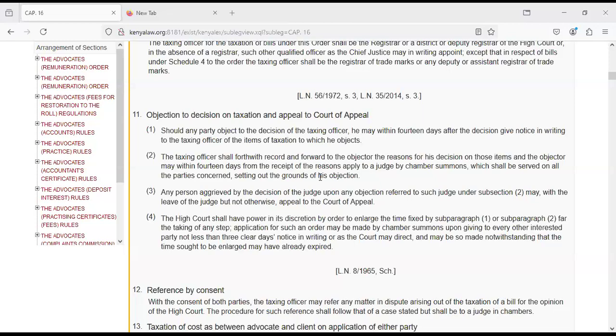So which application is based on the following grounds? You put your grounds there. You can put 1 and 2. Then you are done. Don't write so much because it's 4 marks. Then drawn and filed by the advocate to be served upon the client. Then you put the penal notice.